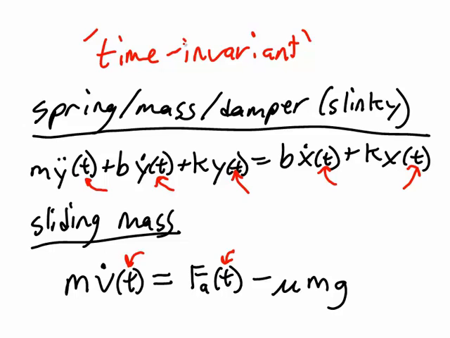If the system was not time invariant, for example, you might have the friction force over here appearing as mu times m times g times time. This kind of a system would not be time invariant because time appears as its own variable, not as a part of the input and output functions.